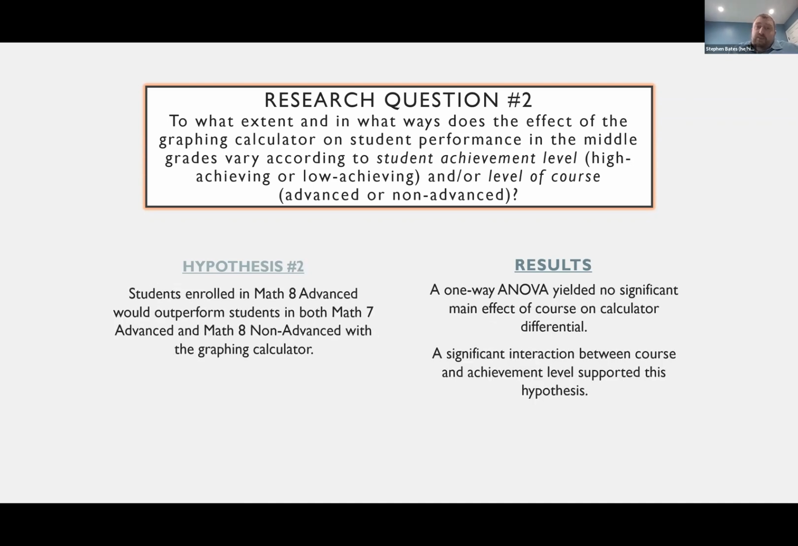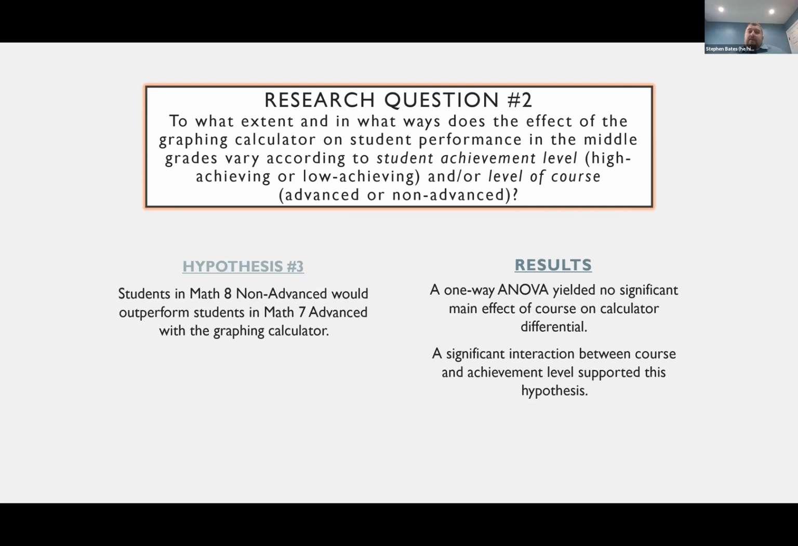My second hypothesis was that students enrolled in Math 8 Advanced would outperform every other student group when using the graphing calculator. And I did find a significant interaction between course and achievement level that supported this hypothesis, yet no main effect. And my third hypothesis was that students in Math 8 non-advanced would outperform students in Math 7 advanced with the graphing calculator. And again, a significant interaction between course and achievement level supported this hypothesis.